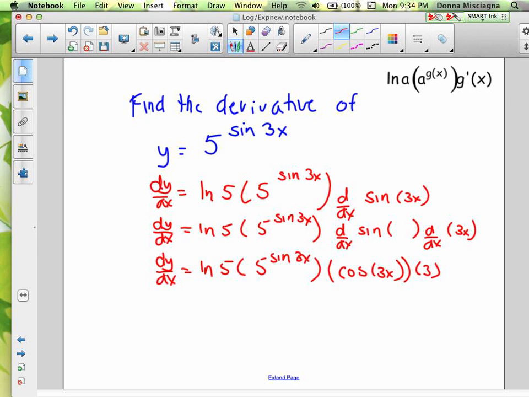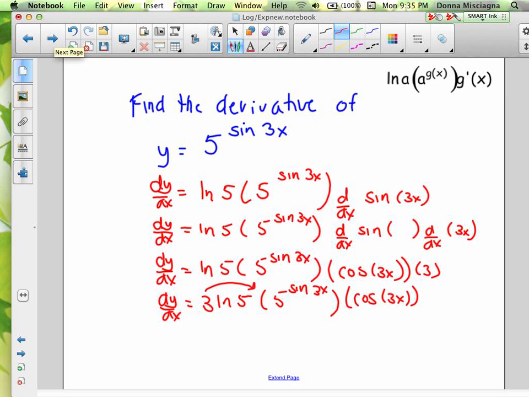Let's move the 3 in front. So dy/dx equals 3 times natural log of 5 times 5 to the sine 3x times cosine 3x. The 3 can move back up as an exponent, so this becomes natural log of 5 cubed, and 5 cubed is 125.